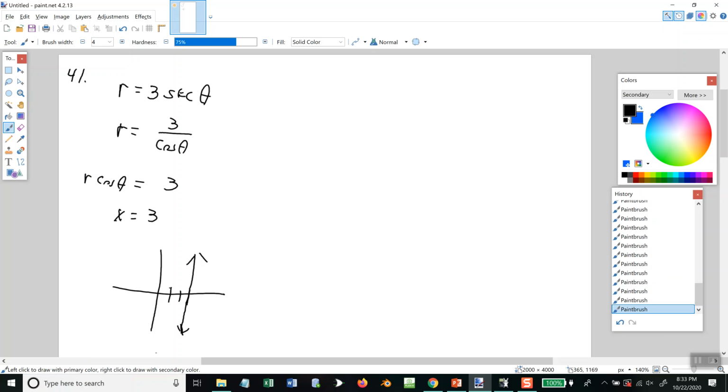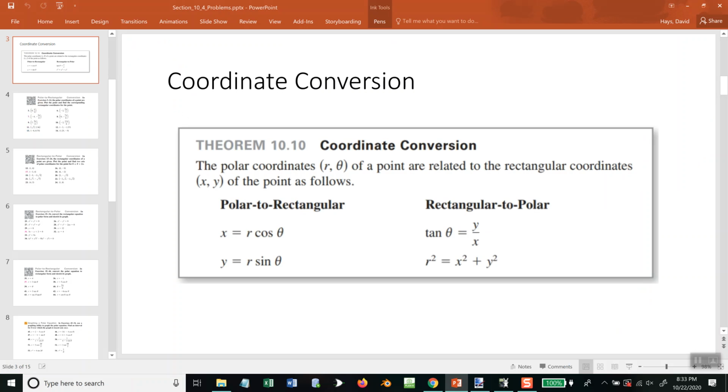Now consider how easy that was to switch to rectangular form and graph it, versus if I tried to do a t-chart based on secant theta. You know, and as you saw, I screwed up the one I did do. But if I tried to create that, that'd be nasty. So that's the idea. Sometimes you find it easier to be in rectangular form. Sometimes you'll find it easier to be in polar form.